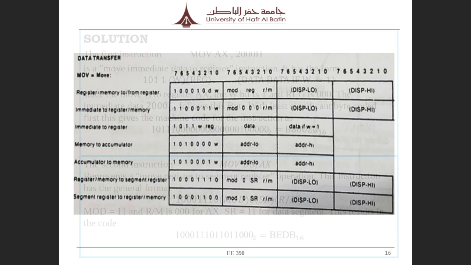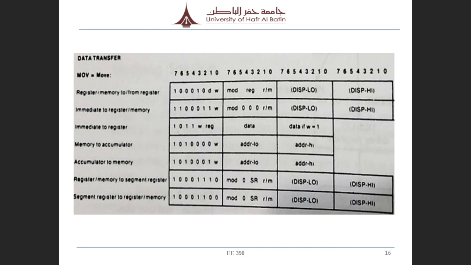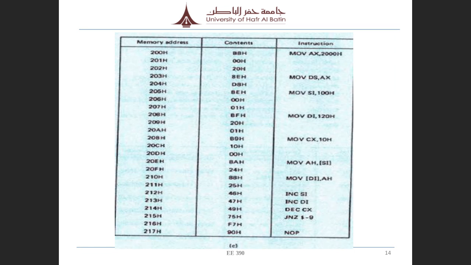Let me check. Oh yeah, this one, these two lines, 8B25H. Actually, I was checking the previous one, not this one. 8825H. We are right, 8825H. So this is okay, right? Until now, okay.